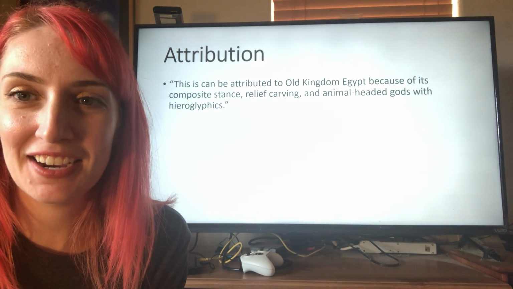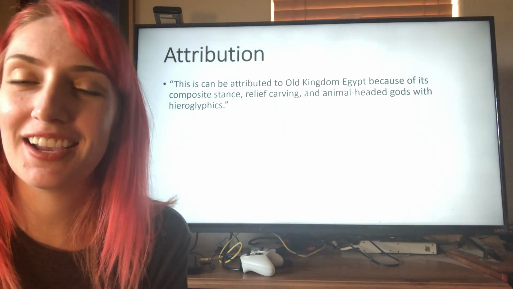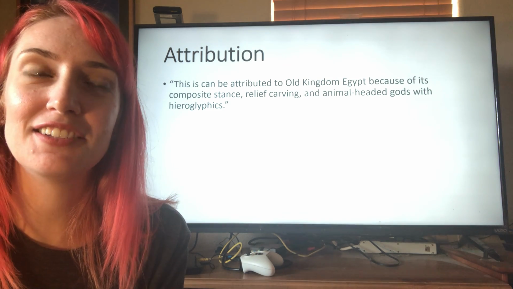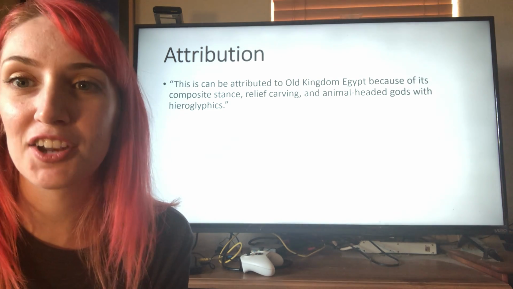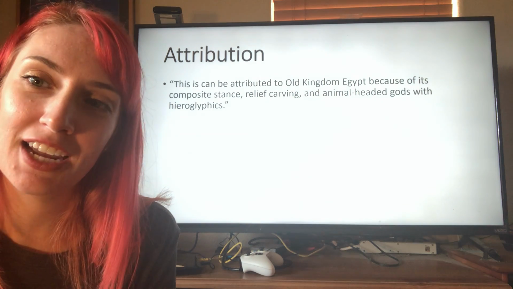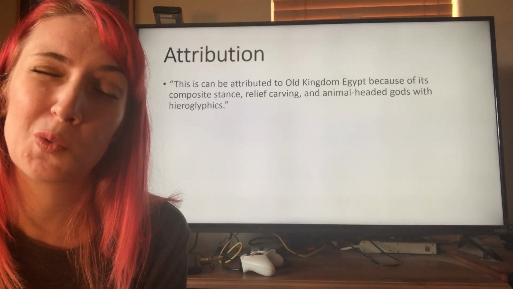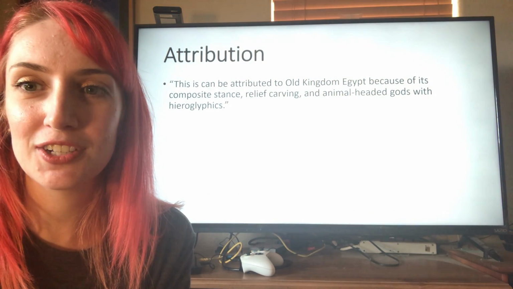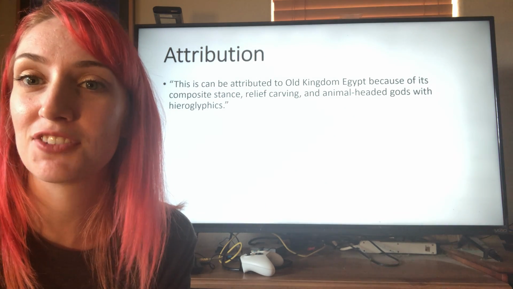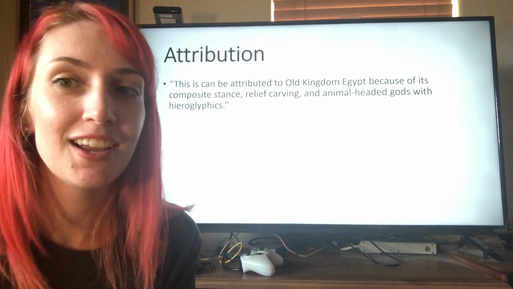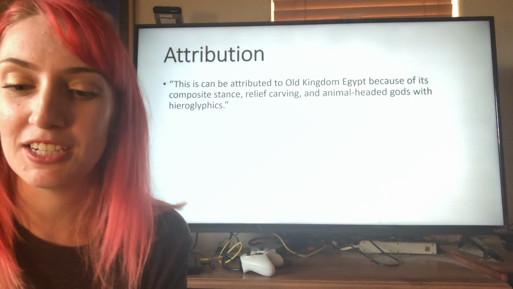So today, what we're going to talk about is attribution again, but as a means to review a lot of our different cultures. We talked about attribution when we finished off Unit 12, and now we're going to attempt to attribute artworks you may or may not have seen before from the various cultures that we studied.